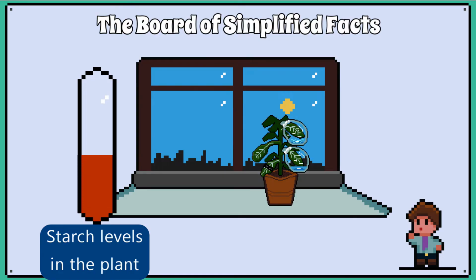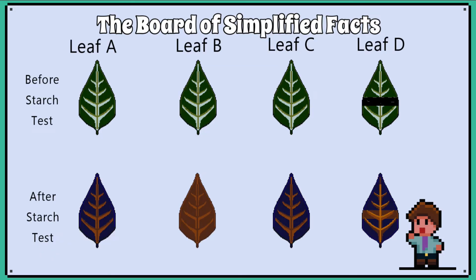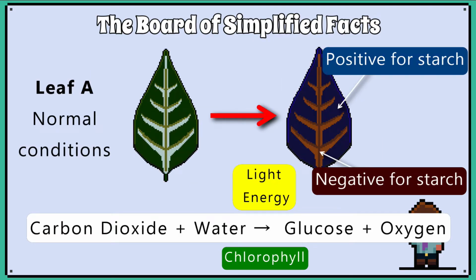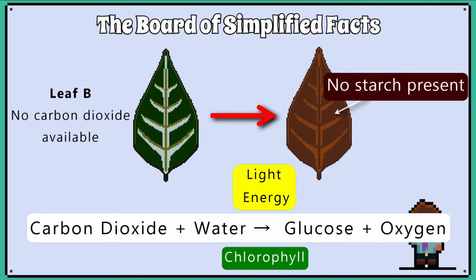After some time has passed, we can now test each leaf for the presence of starch. We get the following results where we show the before and after the starch test for each leaf. Leaf A shows that the green parts of the leaf have starch, but the white parts do not. This is because the white parts of the leaf have no chlorophyll, and therefore can't photosynthesize and make glucose, and therefore make starch. So this proves chlorophyll is needed for photosynthesis. Leaf B shows no positive result for starch because carbon dioxide is required for photosynthesis to occur. So no carbon dioxide, no photosynthesis, no glucose, therefore no starch.